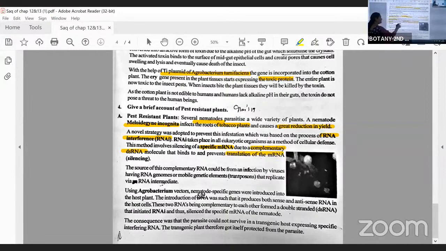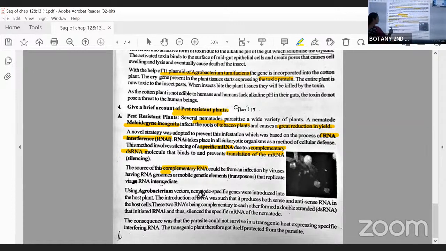So this only I said in simple words for you. And how to write it, I'll say again. After this, what do we have to write? Here the source of this complementary RNA is the RNA gene. Complementary means one more strand of the RNA. Complementary RNA could be from an infection by the viruses having the RNA as the genome. So here these pest resistant plants which we are making are viral infection resistant.